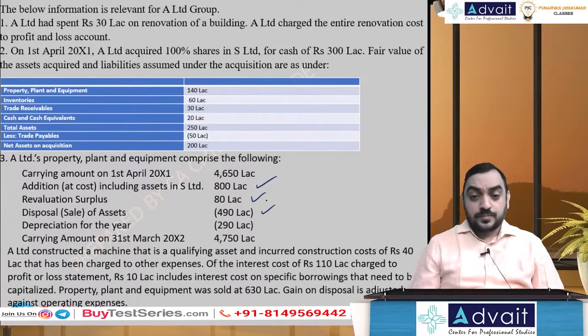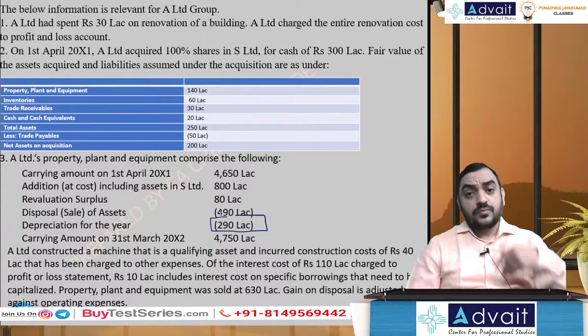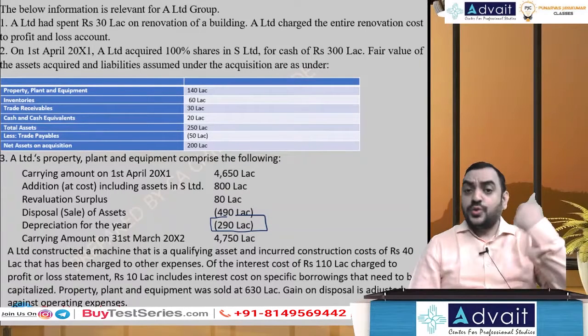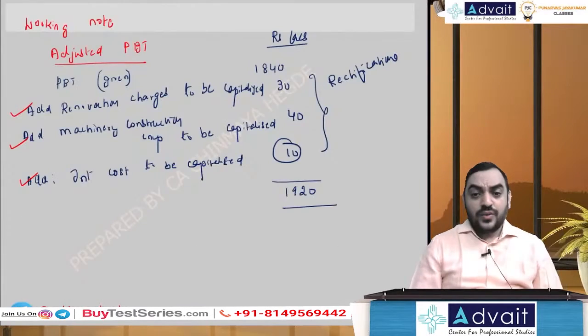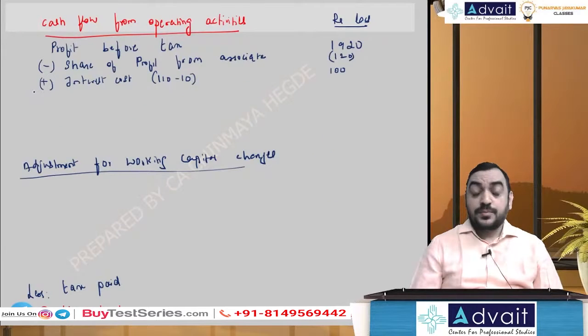Disposal or sale. Okay, let's do the information relating to this. Depreciation, 290 lakhs. It's a non-cash expense, so we should add it back. So depreciation will be added back, 290 lakhs, being non-cash.